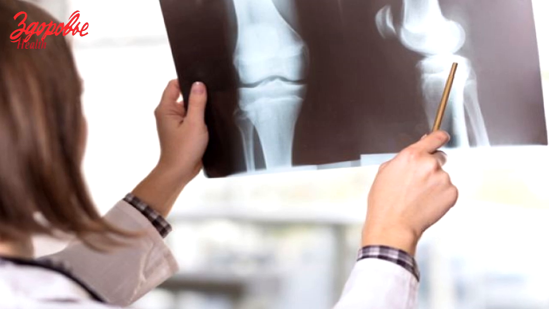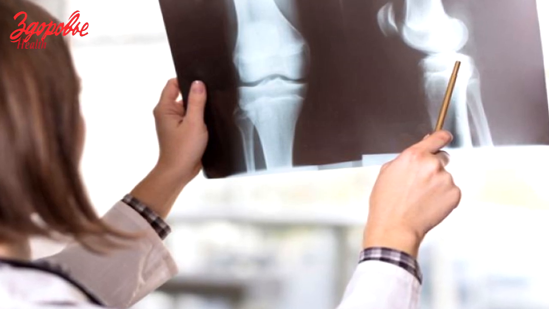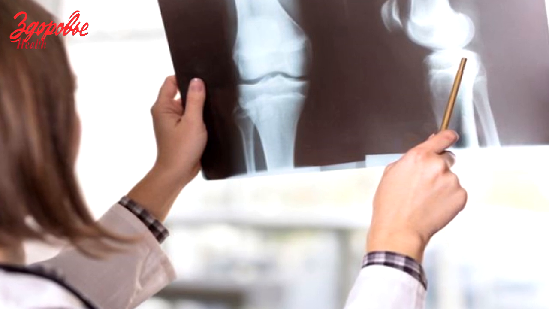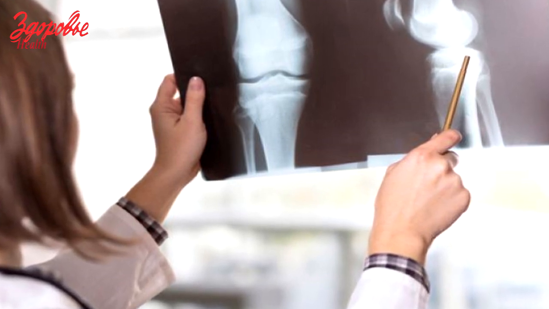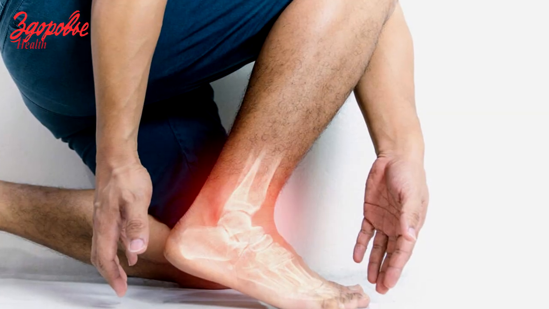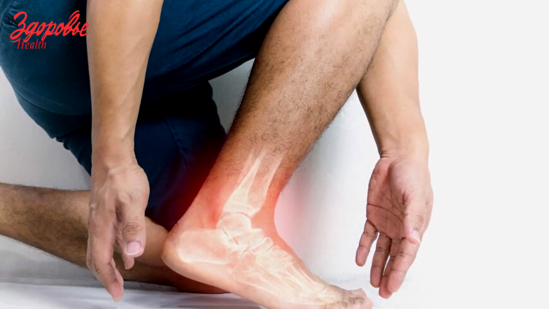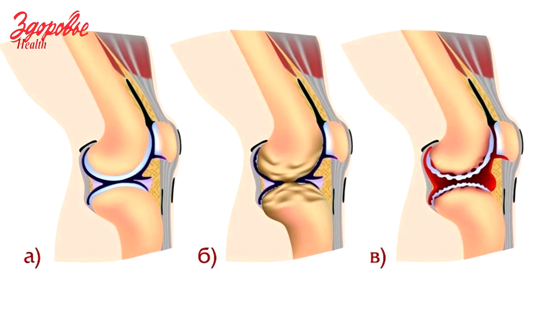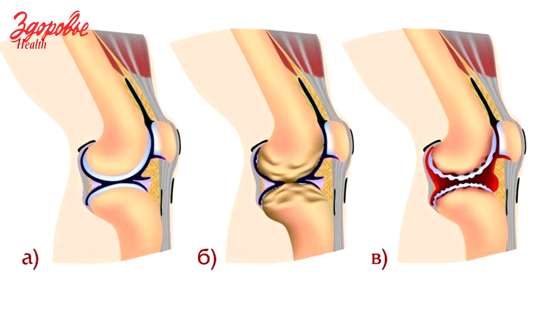The stages of arthrosis are displayed according to the radiograph. The first stage is a slight thinning or a normal layer of cartilage tissue, accompanied by such symptoms as periodic pain in a particular joint, increased muscle tone surrounding the joint. The second stage is a pronounced violation of the joint surface, narrowing of the joint gap.